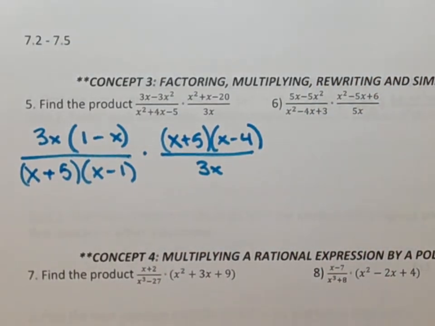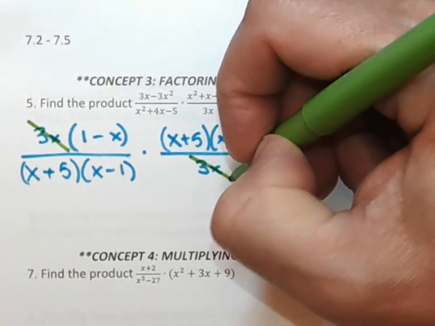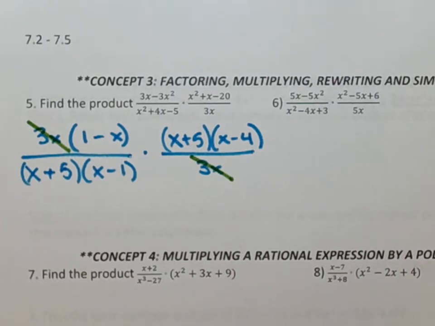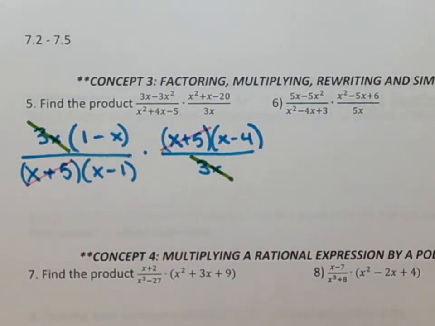Alright, perfect. So now I'm going to look to simplify. So cancel stuff out. Monomial 3x, they simplify to nothing, or 1, really. 3x divided by 3x is 1. Okay, I have x plus 5 and x plus 5. They cancel out.